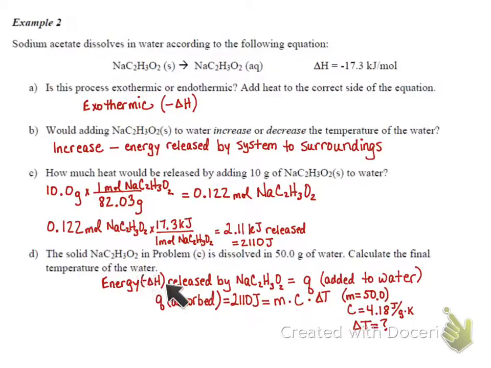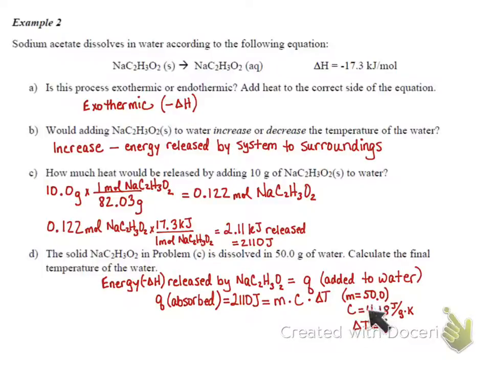So the energy that is released is Q. The Q that is absorbed is 2110 joules. We're using joules because our heat capacity is always going to be in joules. So that's why I converted this kilojoules to joules in this case. And that is equal to mass times the heat capacity of water, because it's in water, times delta T. And in this case, we know the mass, we know the heat capacity of water, we know the Q, we know the heat, and we're going to solve for the change in temperature. This change in temperature is going to be positive because the heat is going to be released and the water is going to get warmer.